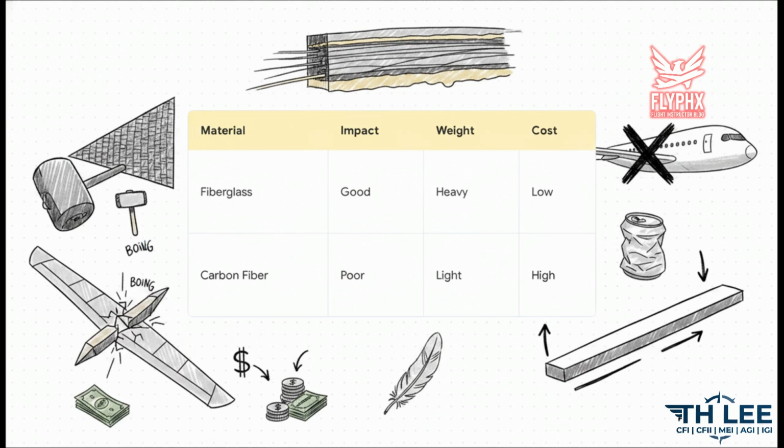Let's compare the two main ones. Fiberglass has good impact resistance, is inexpensive and readily available, but it is somewhat heavy. On the other hand, we have carbon fiber. It is incredible stuff, often 30% lighter than an equivalent aluminum structure, with much higher bending stiffness. However, it is relatively poor in impact resistance. Those carbon fibers are brittle and tend to shatter under sharp impacts.